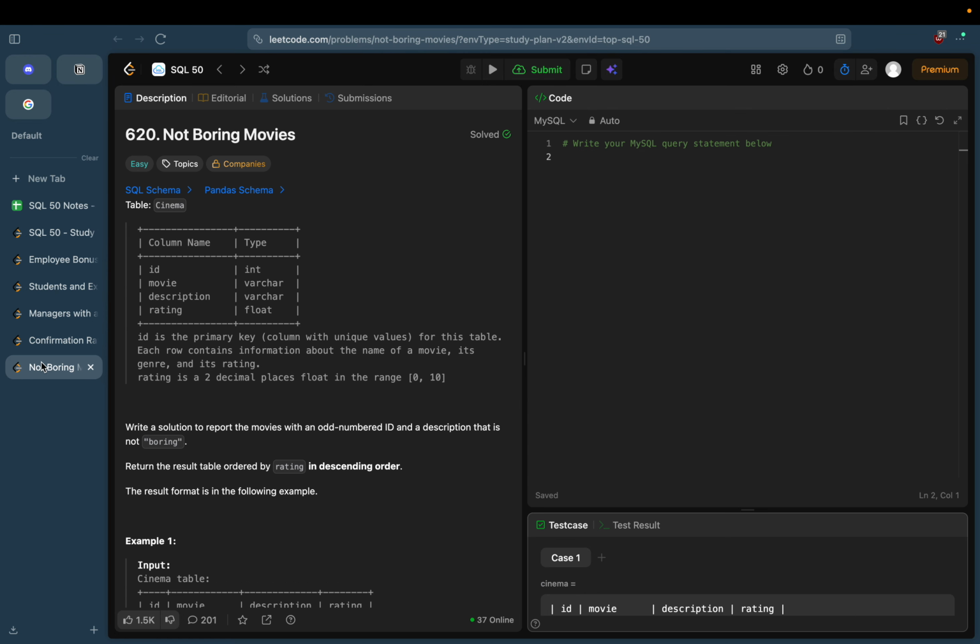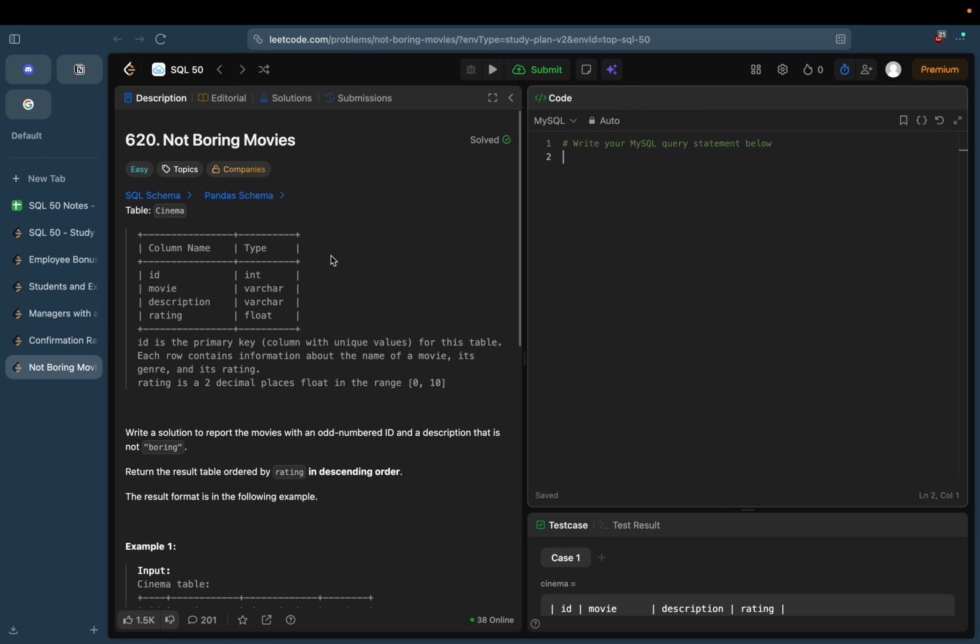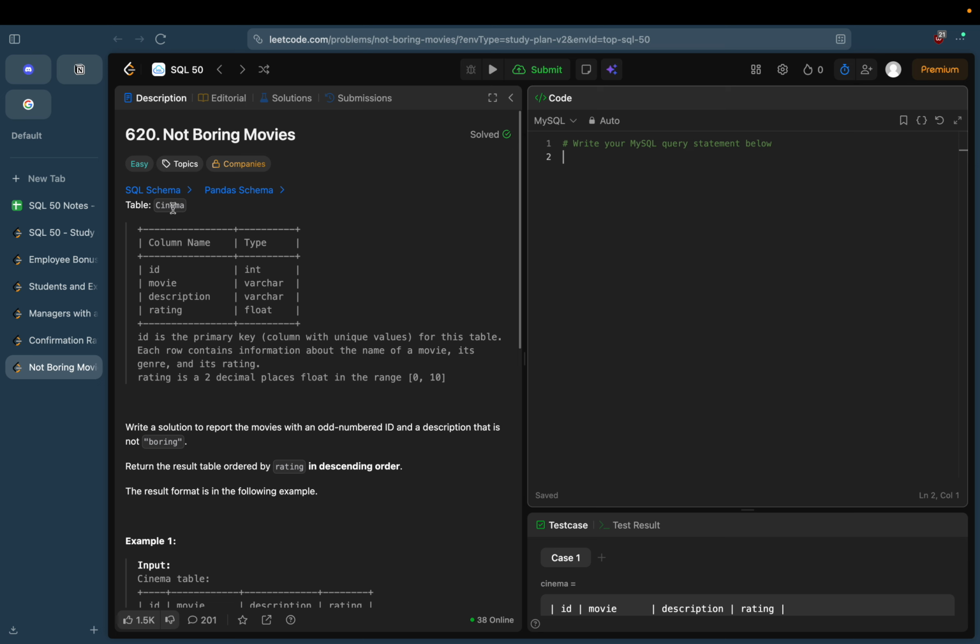So moving to the last question of the day: not boring movies. By this question we have completed our basic joins. This next question, not boring movies, is from the category of basic aggregate functions, which we will be continuing in tomorrow's video as well. Right, let's complete this. Moving ahead, we have the first table called cinema. It has the columns ID, movie, description, rating. ID is the primary key, a column with unique values for this table.